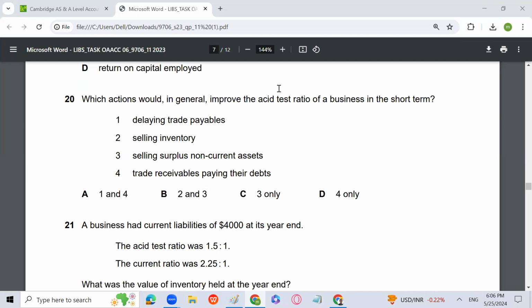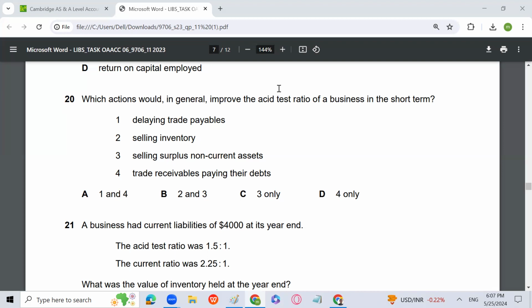Which action would, in general, improve the asset test ratio of a business in the short term? So the answer is going to be selling surplus non-current assets and selling inventory. So 2 and 3 is the answer. B is the answer. How come?